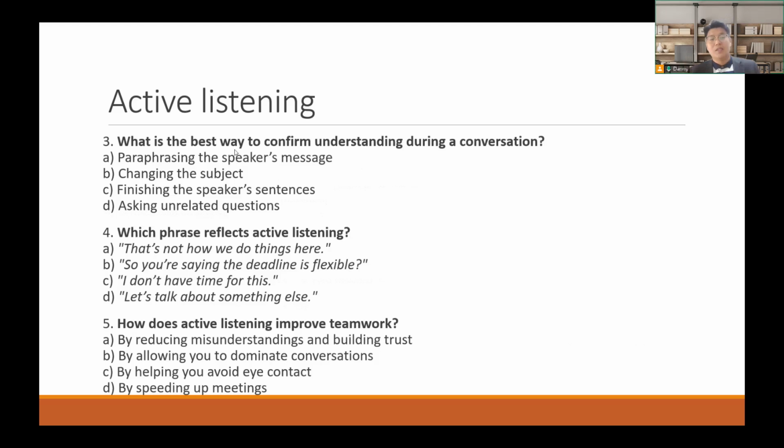And now we have three more. The next one, number three: what is the best way to confirm understanding during the conversation? A. Paraphrasing the speaker's message. B. Changing the subject. C. Finishing the speaker's sentence. Or D. Asking unrelated questions.